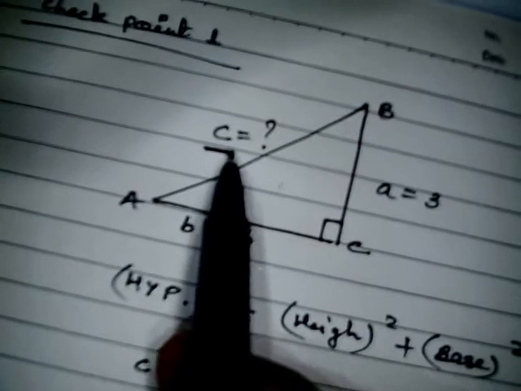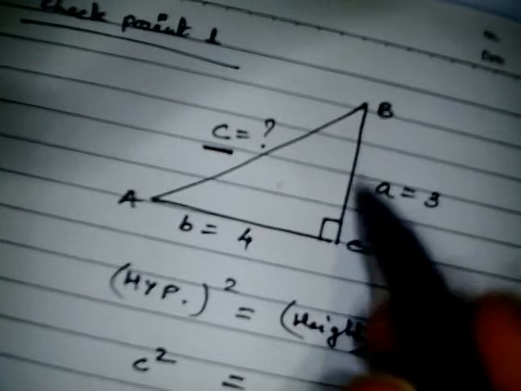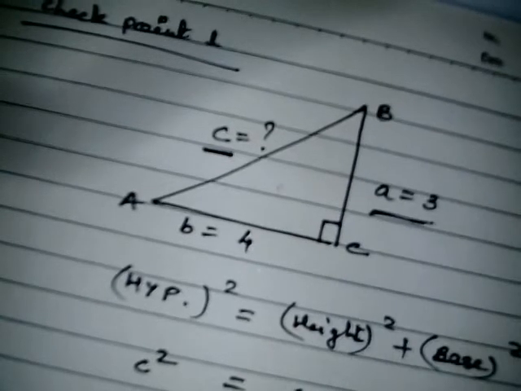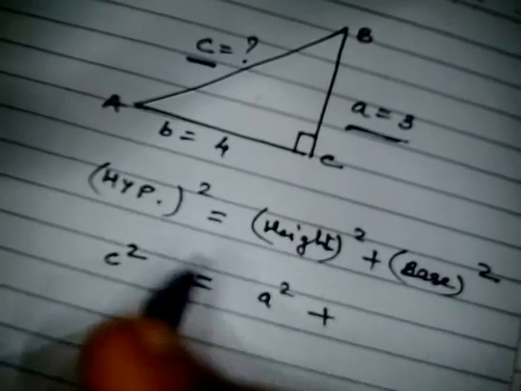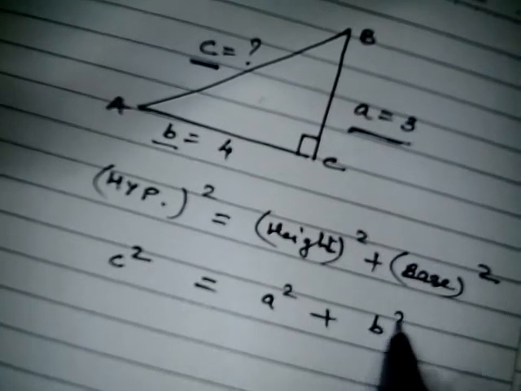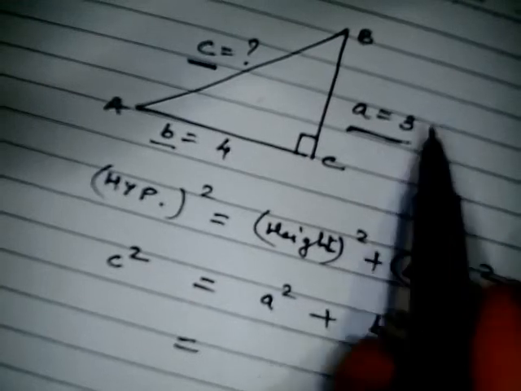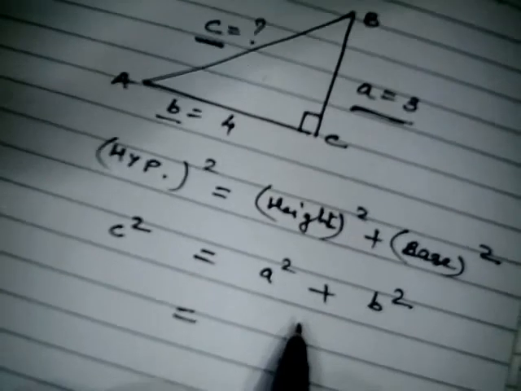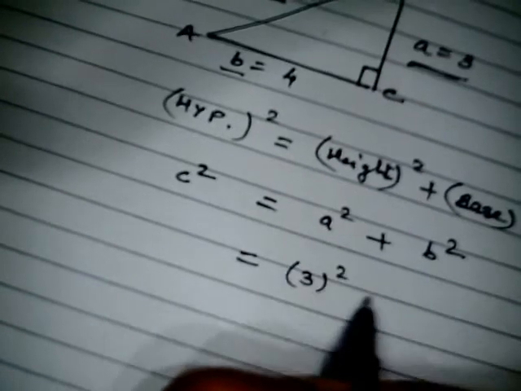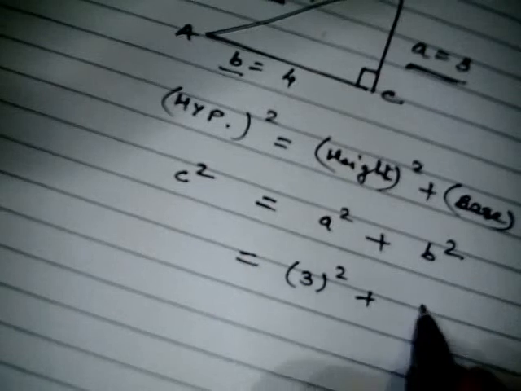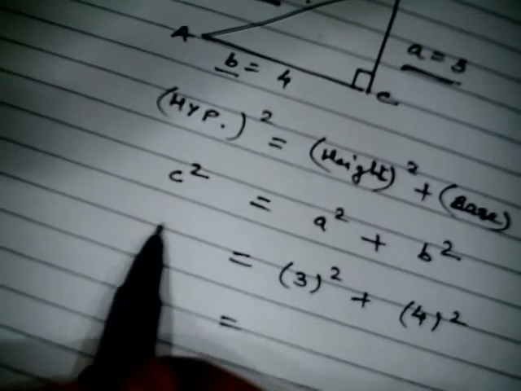Now what is the height? Height is represented by letter A, so A square. What is the base? Base is represented by letter B, so B square. Now I'm going to plug in the values which are given. The A value is given as 3, so in place of A, 3 square. In place of B, what is given is 4, so 4 square. I am going to solve it out. C is not given, so I am going to write C as usual.